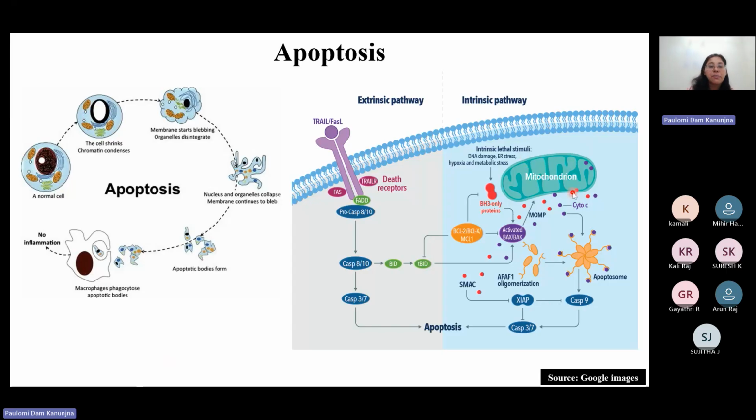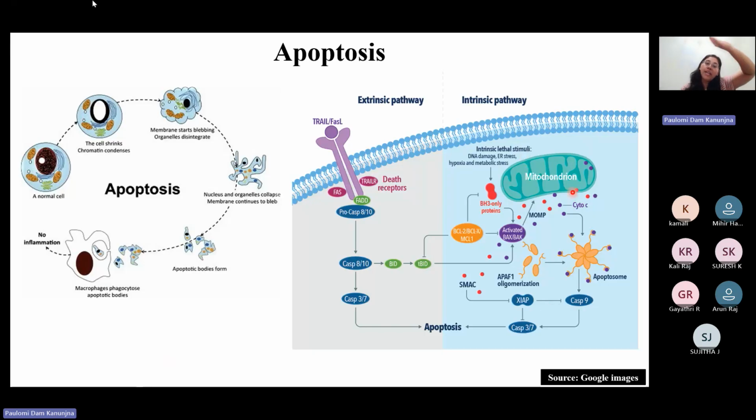And what is basically triggering this internal or intrinsic pathway? Anything to do with the internal components. For example, DNA damage, oxidative stress, growth factor withdrawal, or ER stress, which is endoplasmic reticulum stress. So anything to do with the organelles or inside the cell that is not functioning properly triggers apoptosis. That is the intrinsic pathway, right?